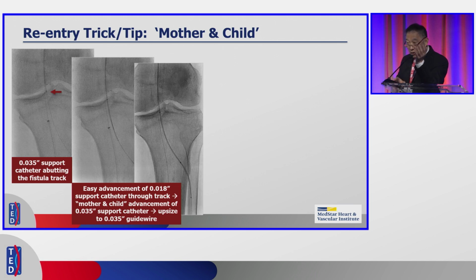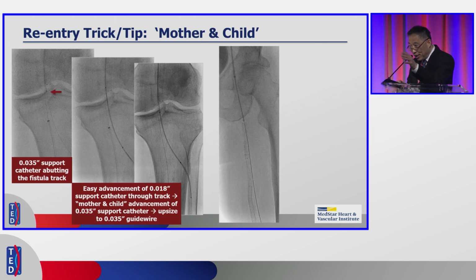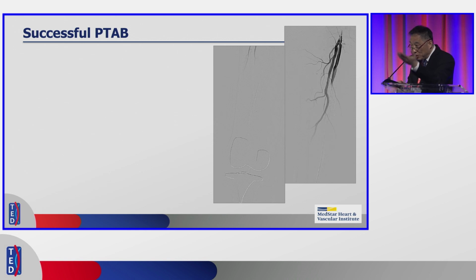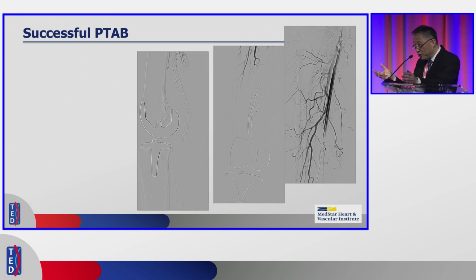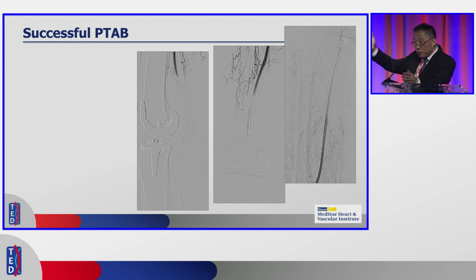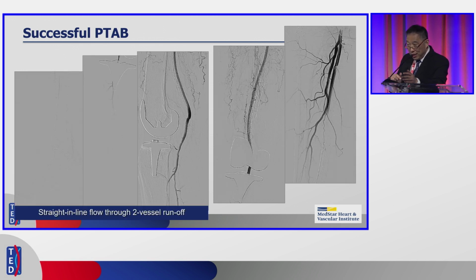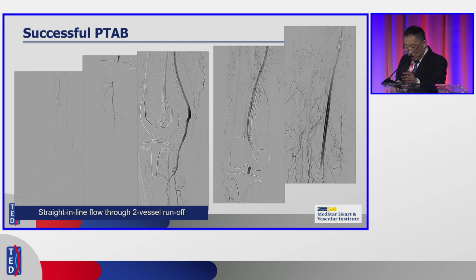Then when that flies in, all you have to do is just advance the 035 in, then change on 035 wire. So it saves you a lot of time, a lot of the steps that we're doing. Then with that, you advance the stent graft in, right? And then with that, you basically deploy it, and then you have a very, very good recreation of the SFA to the pop. Then like in this case, you have a 2-vessel runoff, no problem.